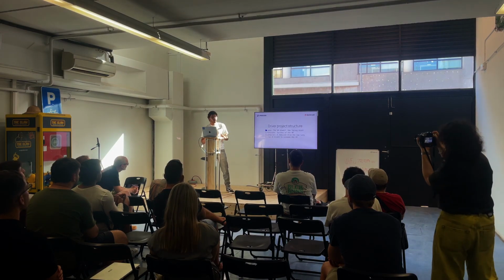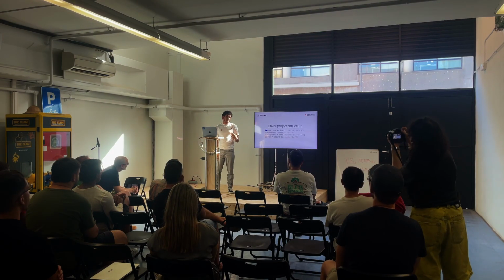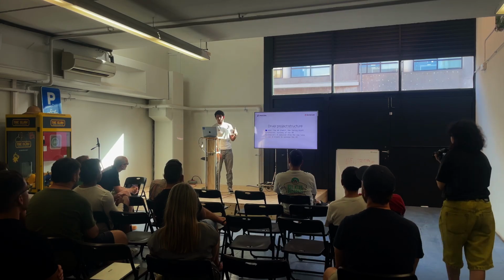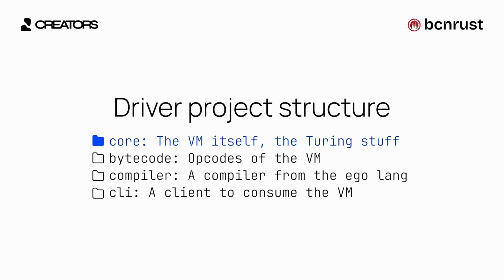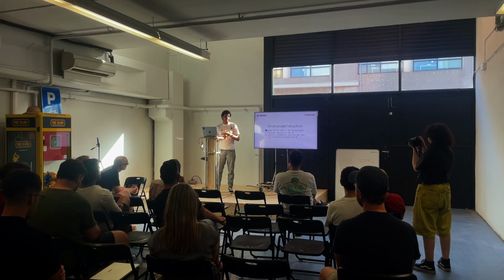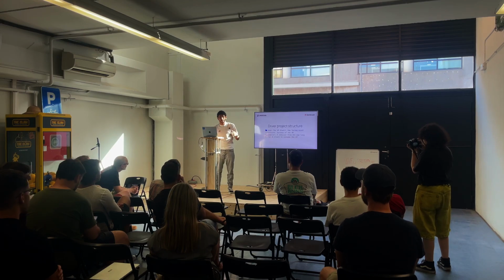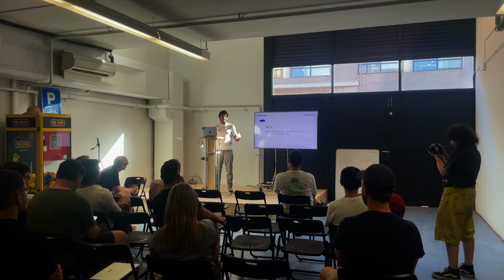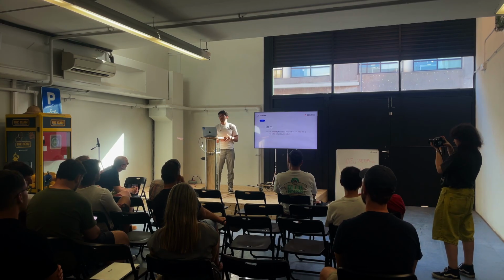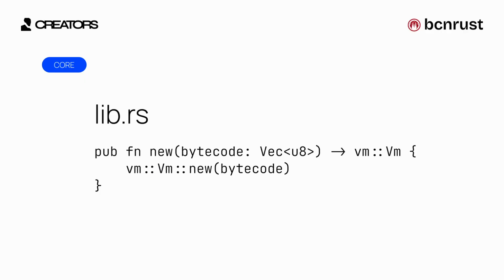Let's now take a look at the Driver project itself, which is a virtual machine in a Rust workspace with 4 members: core, bytecode, compiler, and CLI. Today we will focus only on core, which is the virtual machine itself. It's all the Turing stuff. So let's start with core. Core basically has a lib.rs file, which has a public new method that defines a new virtual machine. It's a constructor for a virtual machine.